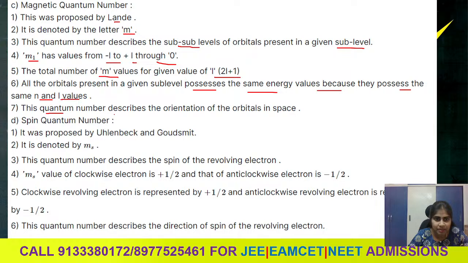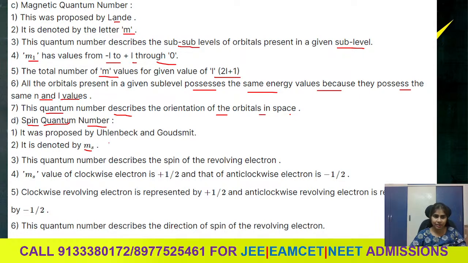And next, this quantum number describes the orientation of orbitals in space. Orientation means the revolving of the orbitals in space. It is given by this magnetic quantum number. And next, the fourth quantum number is the spin quantum number. It was proposed by Uhlenbeck and Goudsmit. This is denoted by Ms. Magnetic quantum number is denoted by ML, where L ranges from minus L to plus L.